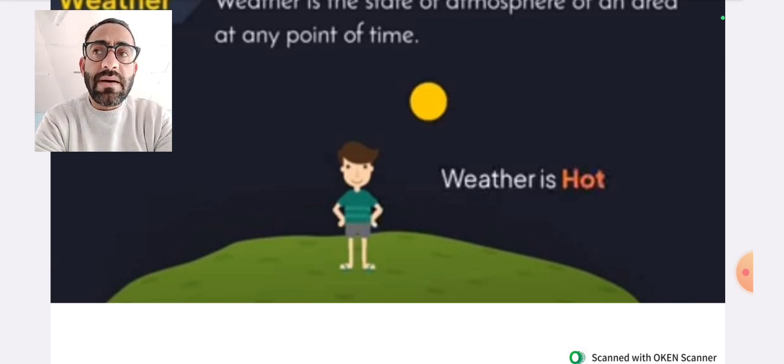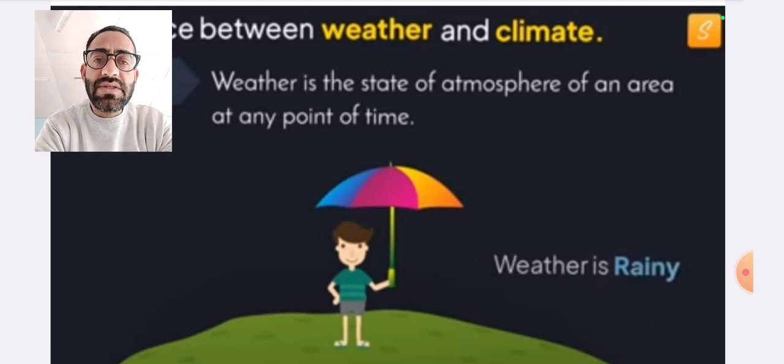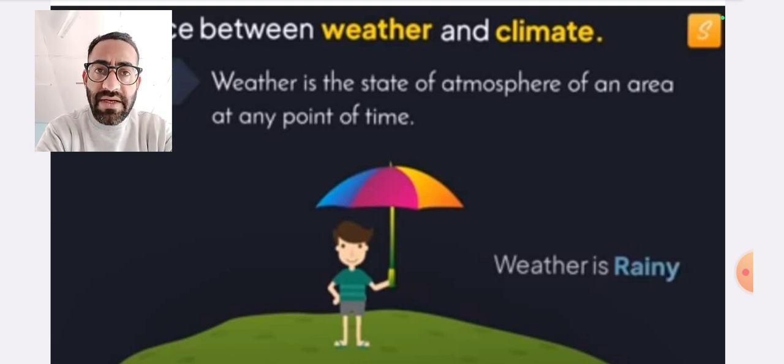Now, another example. The boy is standing in the same place, this time with an umbrella, and instead of sunshine, he receives rain. Do we call it weather is rainy or climate is rainy? Of course we call it weather is rainy, because the boy is standing in the same place with an umbrella. Umbrella is the sign of the rainy season, so we call it weather is rainy. So you saw two changes in two slides, and we call it weather. Weather is the condition of the atmosphere over a short period of time. Okay, that is called weather.